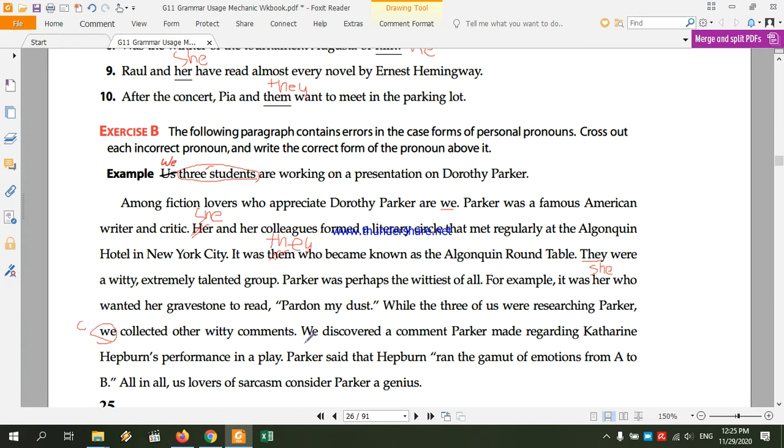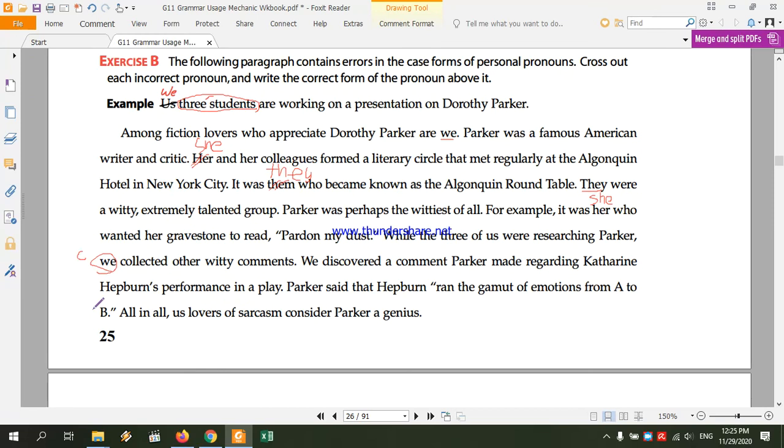other witty comments. We discovered a comment Parker made regarding Katharine Hepburn's performance in a play. Parker said that Hepburn ran the gamut of emotions from A to B. All in all, us lovers, no, we should use we lovers of sarcasm consider Parker a genius.